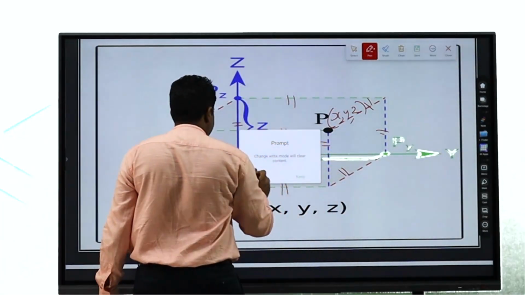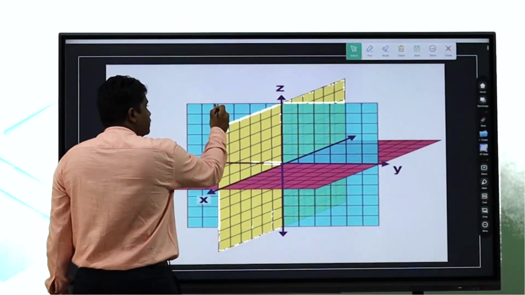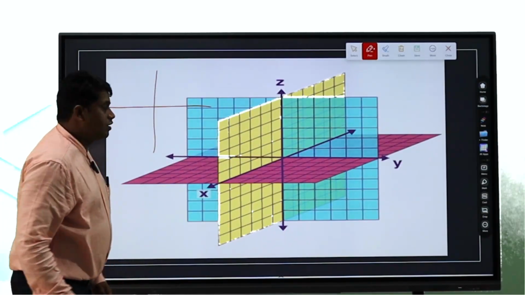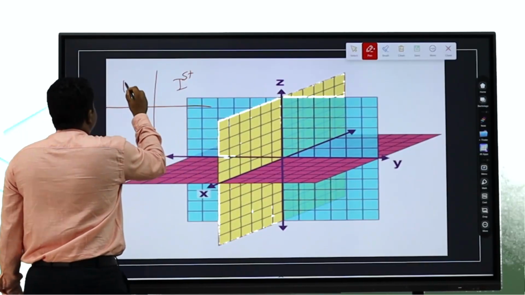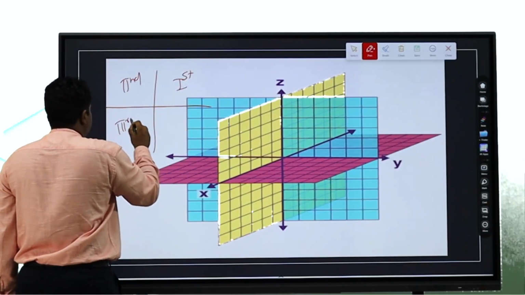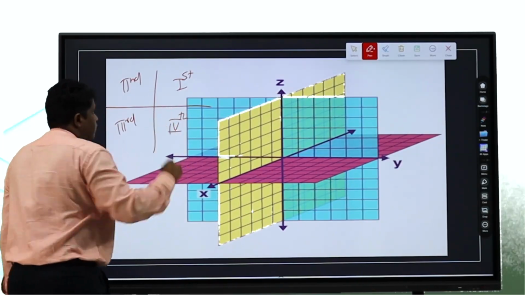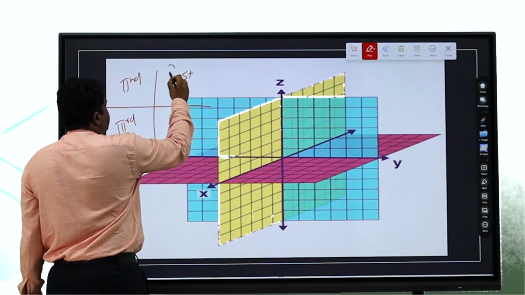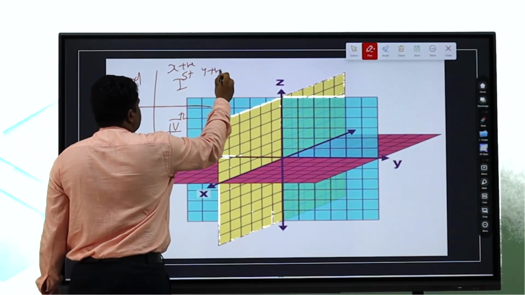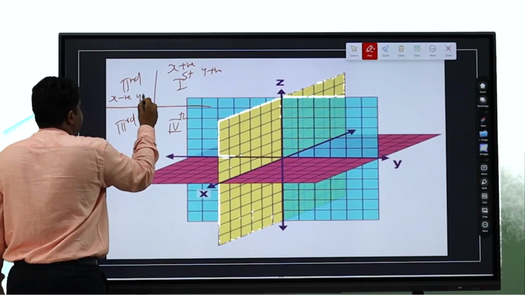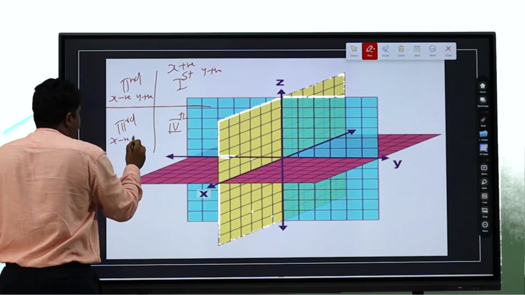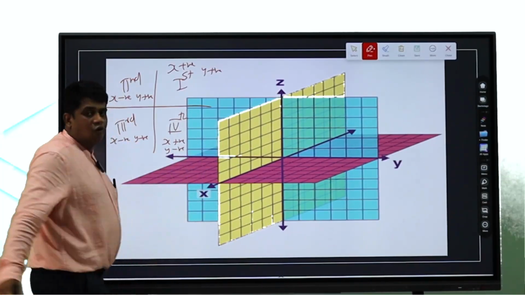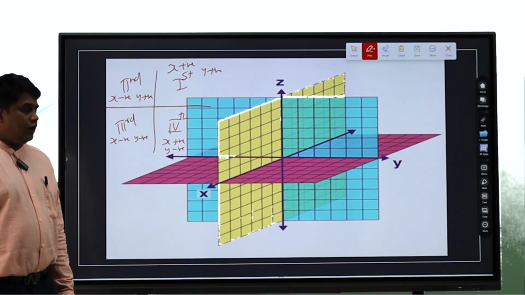Then, moving forward. In a plane there are 4 quadrants: first quadrant, second quadrant, third quadrant and fourth quadrant. Each quadrant has different signs for x and y. Here x is positive, y is also positive. Here x is negative, y is positive. Here x is negative and y is also negative. Here x is positive but y is negative. We already know this.